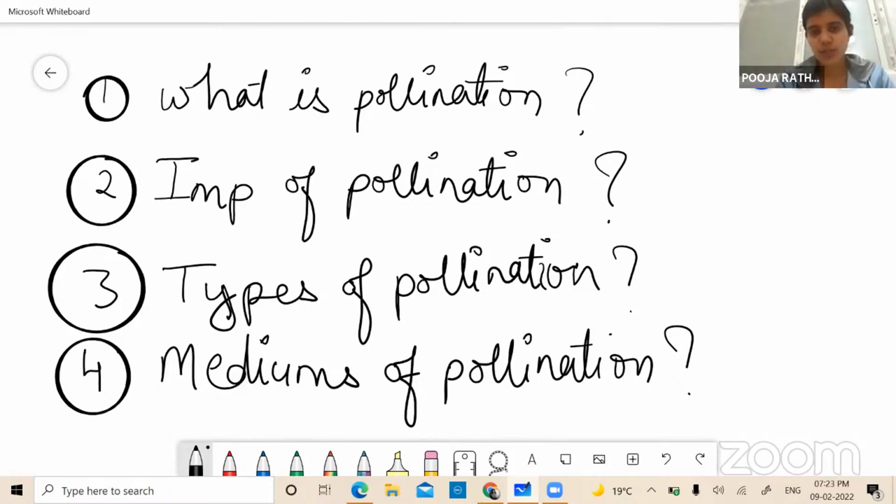Next, insects can transfer it. Insects get on the male flower, pollen grains stick to their body, and when they sit on another female flower, the stuck pollen grains get detached, and hence they transfer the pollen grains. The last medium of transfer is air. Through air, they can be transferred easily only when they are light in weight.